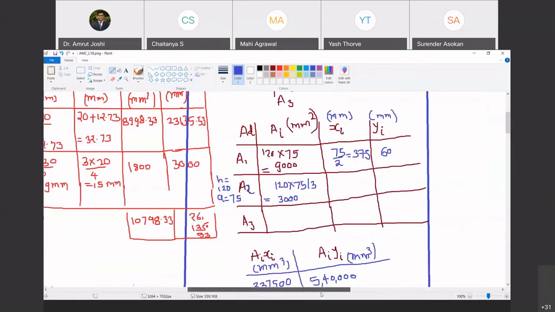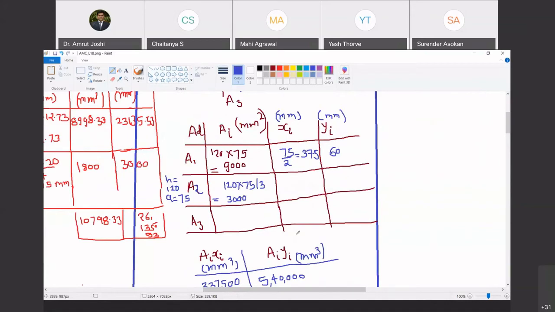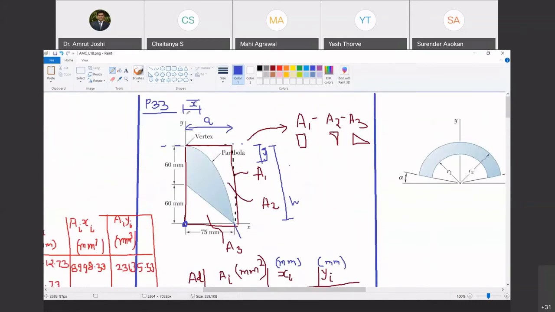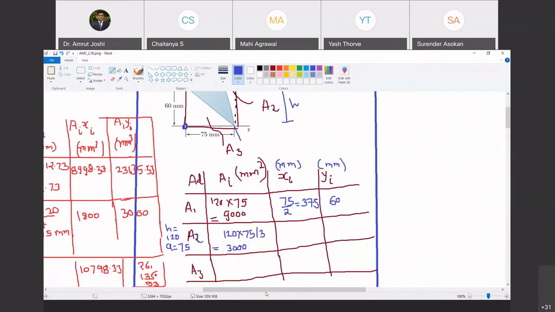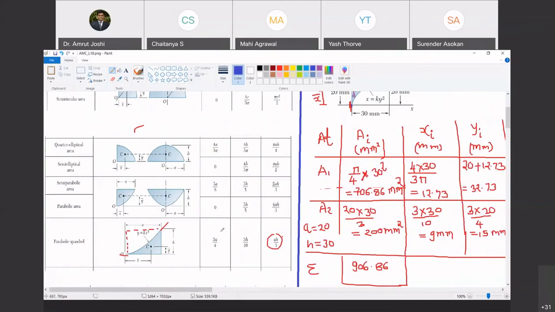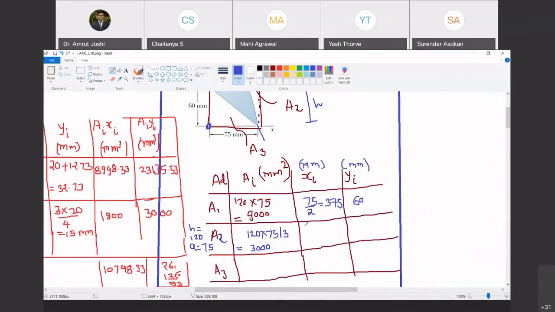And then what is the value of X bar? Now look here. X bar of parabola is going to be the xi here, and that value is how much? That value is 3a by 4. Do you agree with me? Yes, sir. So 3a by 4, 3 into 75 by 4. Tell me how much is that? So 56.25. Very good.